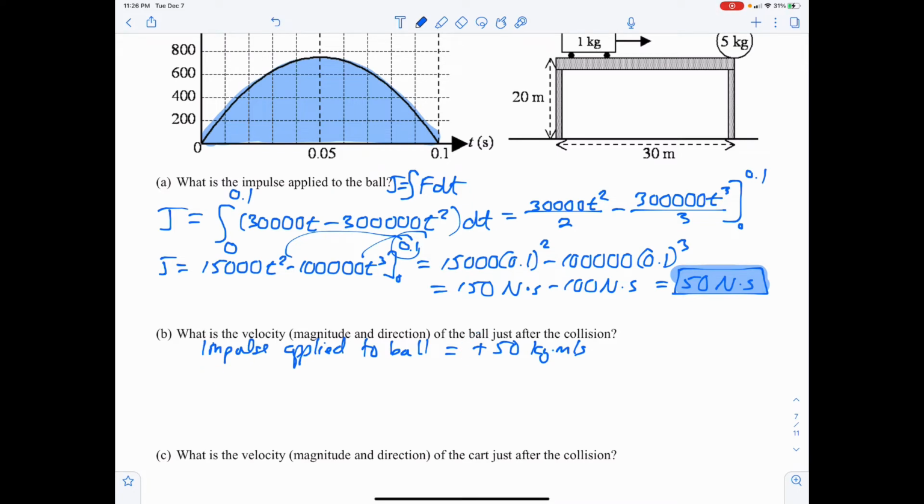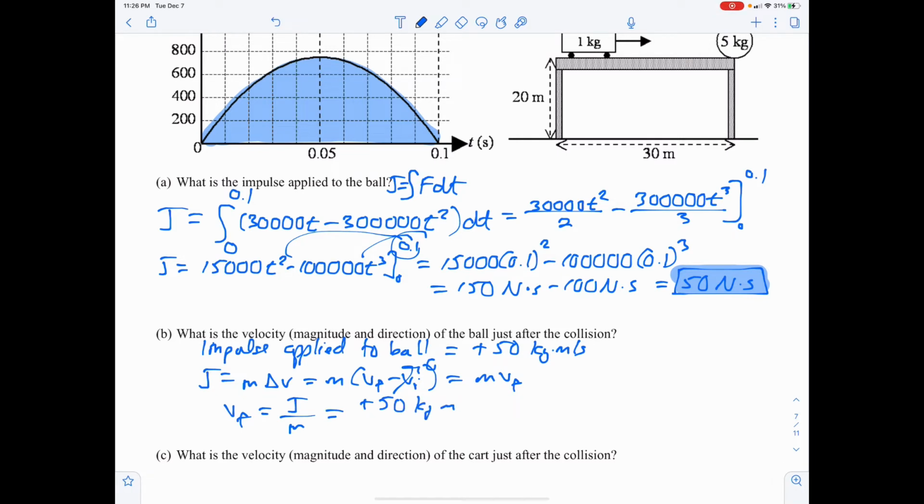So J, the impulse, is equal to mass times delta v, which is mass times v final minus v initial, where the initial speed was 0, which is just mass times v final. So v final is equal to the impulse divided by the mass, or plus 50 kilogram meters per second over the 5 kilograms of mass, which means it's going to move 10 meters per second. Since it's positive, it's going to move 10 meters per second to the right.